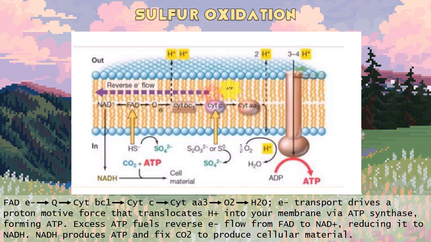The excess ATP produced is used to fuel the reverse electron flow from FAD to NAD+, that will result in the reduction of NAD+ to NADH. The NADH will then produce ATP and fix carbon dioxide for you to produce a cellular material.